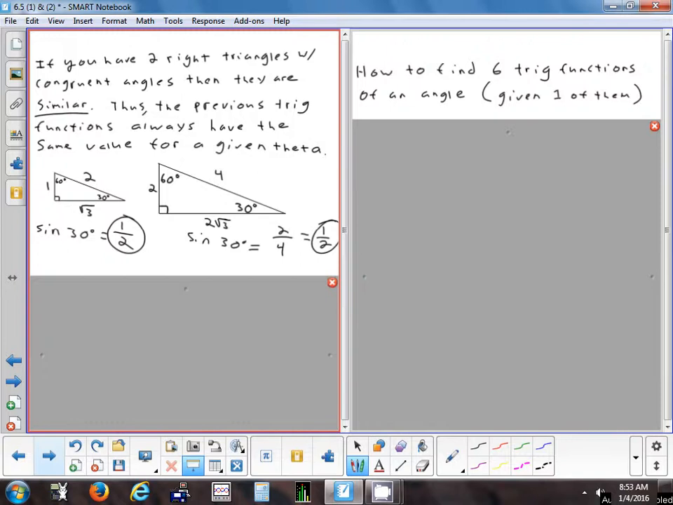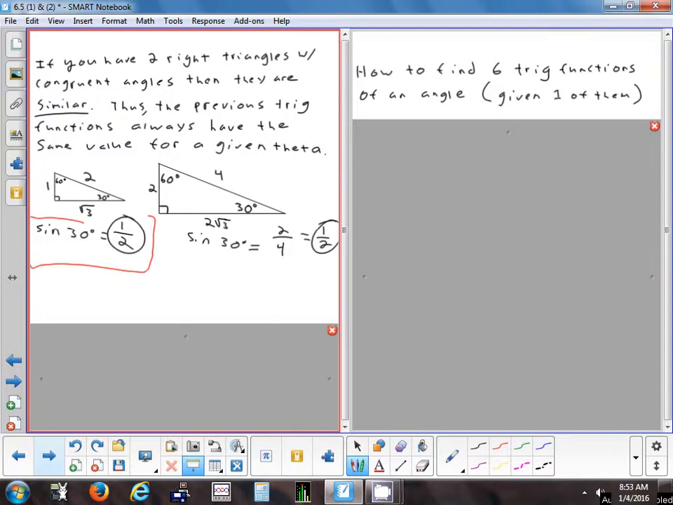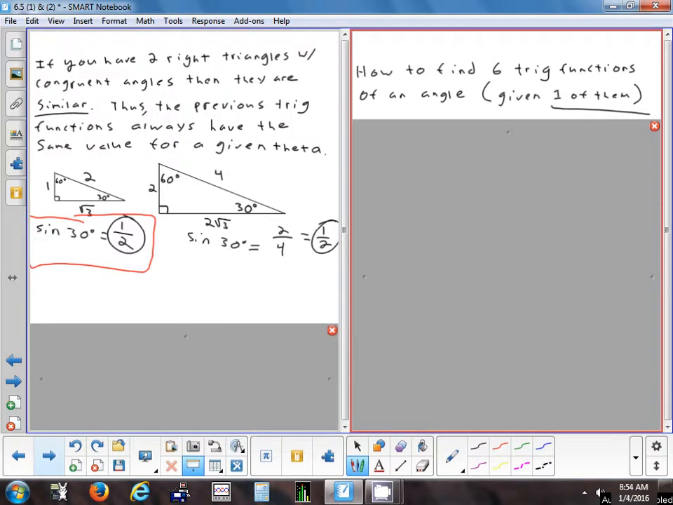All right, so now let's say I just gave you this piece of information. I said to you the sine of 30 is 1/2. Find everything else. Find the cosine, find the tangent, find the secant, the cosecant, and the cotangent. Well, this is all you need. As long as they give you one of the trig functions, you can find everything else you want.